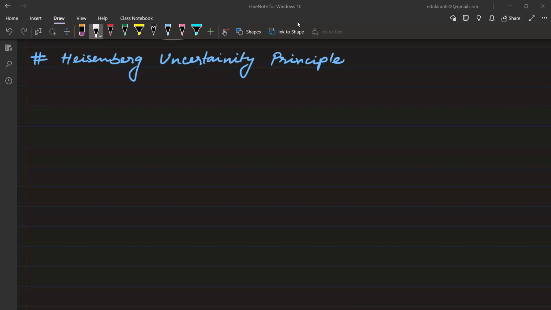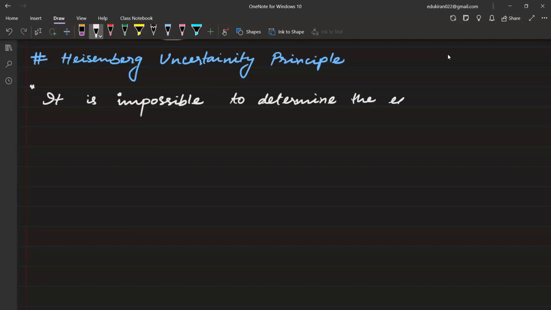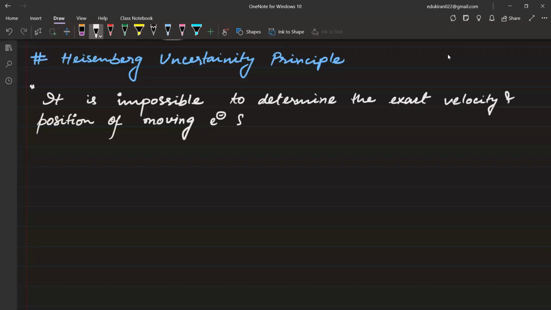Please write, it is impossible to determine the exact velocity and position of moving electron simultaneously. All of you done? Yes or no?